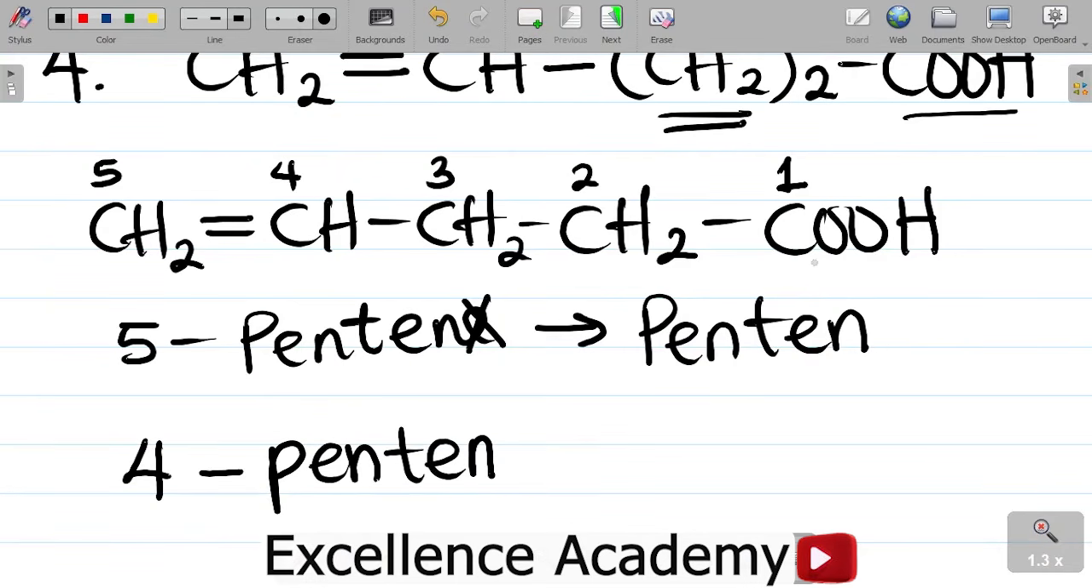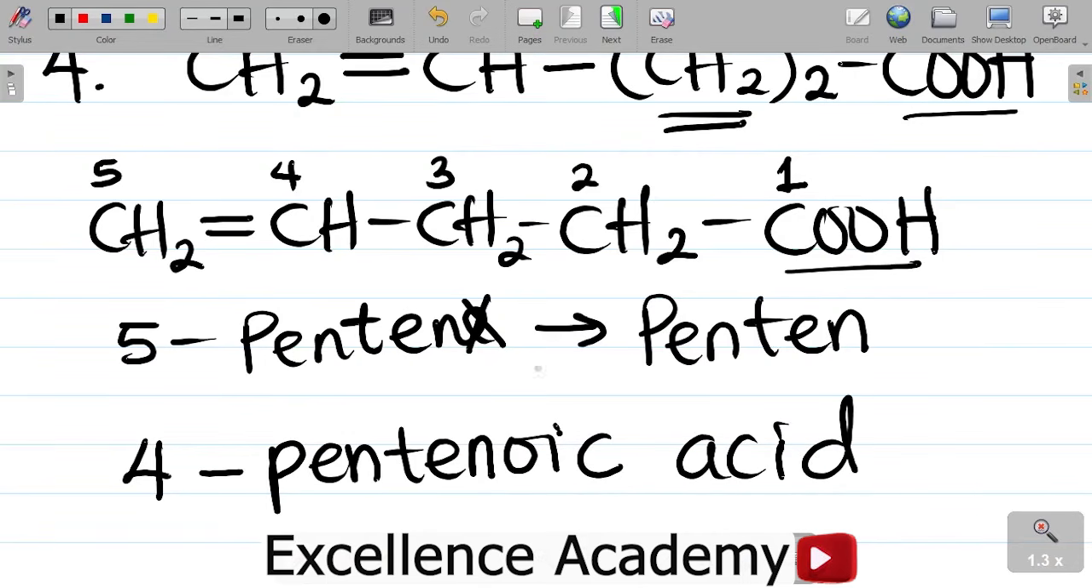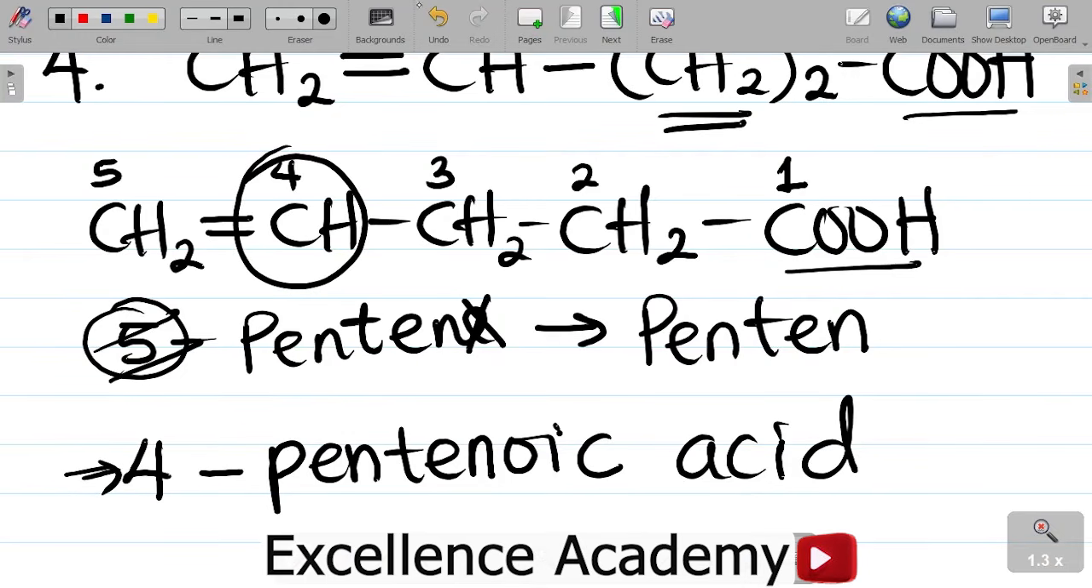Pentane. Then to add the alkanoic acid, it becomes pentenoic acid. 4-pentenoic acid. So please take note of this, right? This 5 here was just me using the rule. That's 1, 2, 3, 4, 5: 5 carbon atoms. That's why you have the 5 pentane here. Don't confuse this with the 4. This 4 shows that the double bond is attached to carbon 4, as you can see.